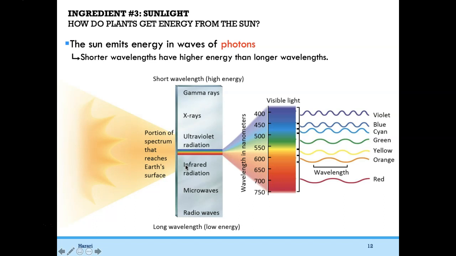So living organisms evolved to use visible light to energize their cellular activities. For example, the human eye responds only to visible light, to different wavelengths of light between 400 and 700 nanometers. Plants, again, only respond to these kinds of wavelengths of light. So living things adapted to use the portion of the sun's electromagnetic spectrum that reaches Earth.